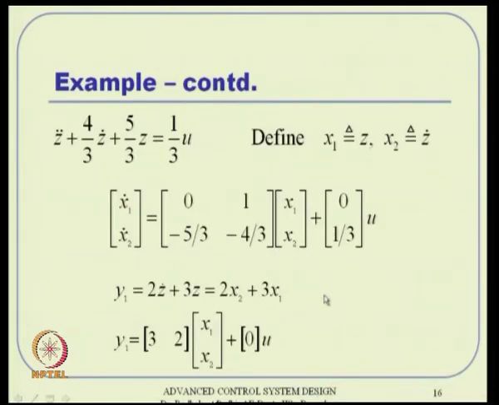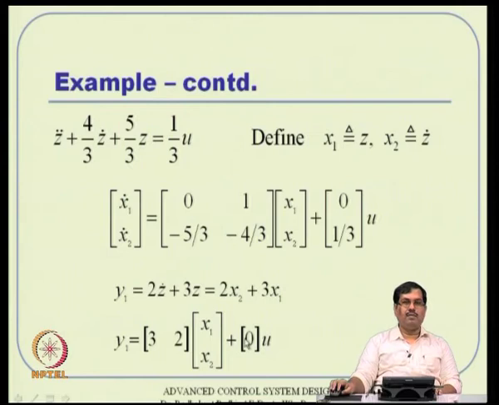So, that is where you go back and see what is z and z dot, there are simply definitions actually, right, z is x1, z dot is x2. So, y1 is nothing but that. So, in a vector matrix representation, it turns out to be 3 2 which is my C matrix and plus 0 times u, that is my D matrix actually. Okay. So, this is my A, this is my B, this is my C, this is my D in this way of realization basically.